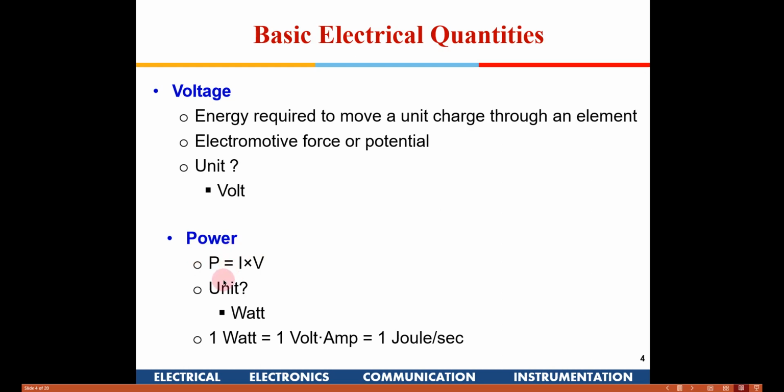The last one is power, which we all know is given by I into V. Essentially we are assuming that they are in phase, and we are talking about DC currents as of now. When we take up AC supplies and AC currents later on, we will modify this definition. For now, 1 volt into 1 ampere gives you 1 joule per second, which is also known as 1 watt. So these are the four basic electrical quantities.